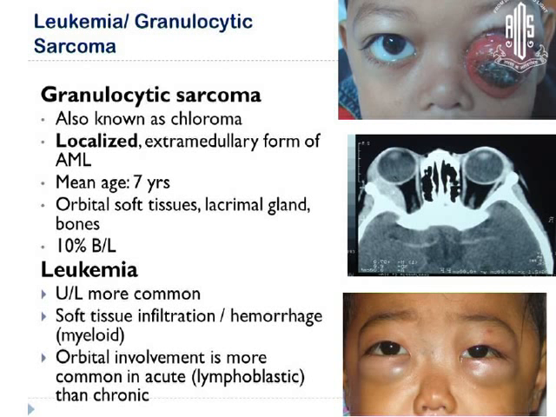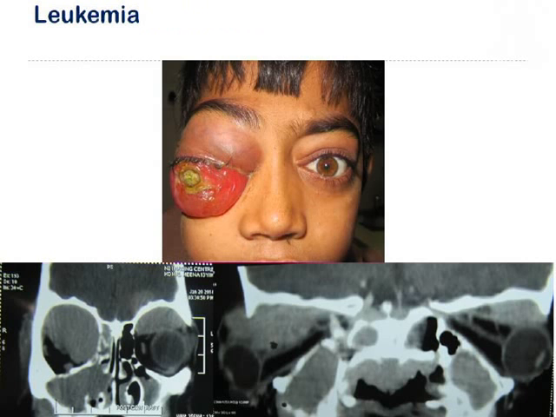Leukemia, granulocytic sarcoma. Granulocytic sarcoma is a localized extramedullary form of AML. Leukemia is when you see the systemic involvement also. A very typical presentation like this, bilateral involvement. And on imaging, it's quite easy to diagnose because usually the superior part of the orbit is involved in leukemia. Generally one facial plane is involved, as you can see in this particular child.